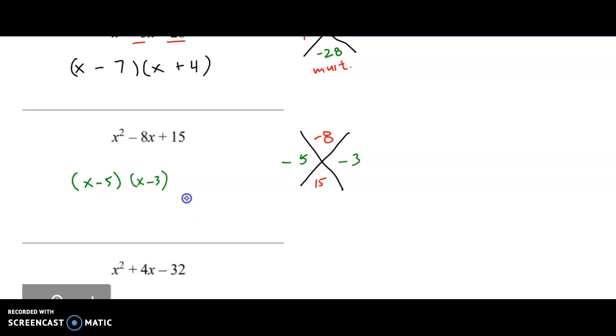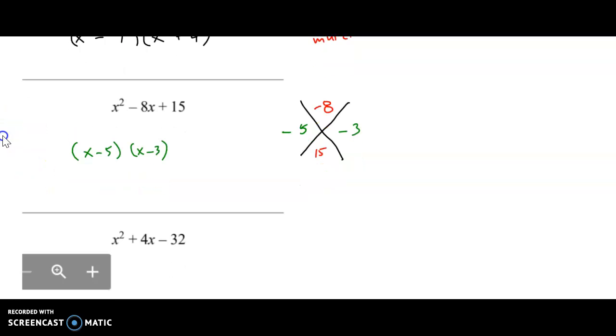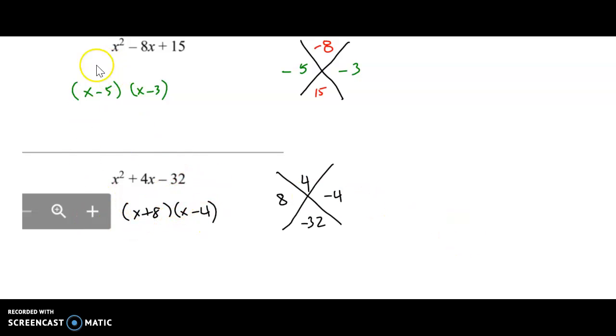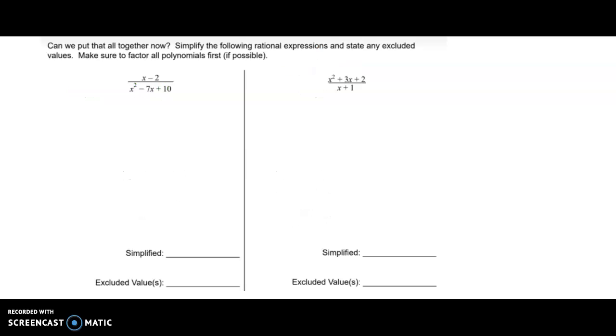Okay. All right. You can try the last one and see if you get the following. You should have gotten x plus 8 and x minus 4. Now we're going to use all that and apply it to the lesson from yesterday. So can we put that all together now? We're going to simplify this rational expression. We have x minus 2 over x squared minus 7x plus 10.